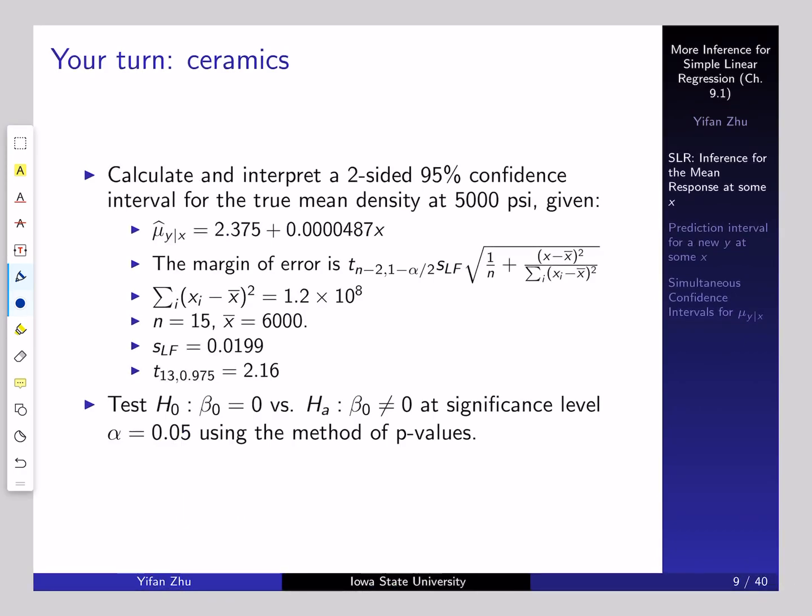And next we will calculate and interpret a two-sided 95% confidence interval for the true mean density at 5,000 psi. So it is the same work. And then we will also test this hypothesis. H naught is beta naught equal to 0, and the alternative is beta naught not equal to 0, and the significance level alpha equals 0.05. And we will use the method of p-values.